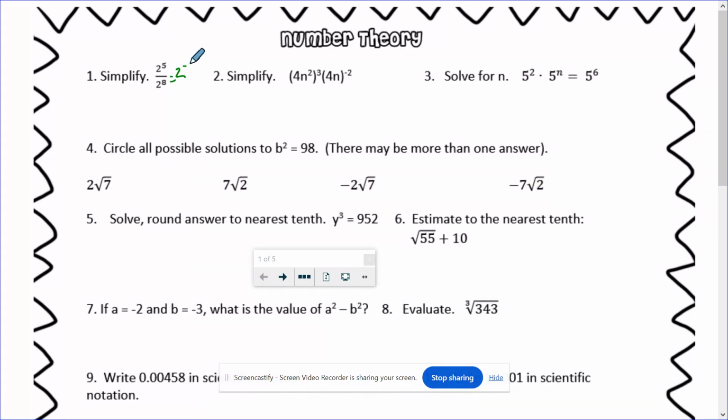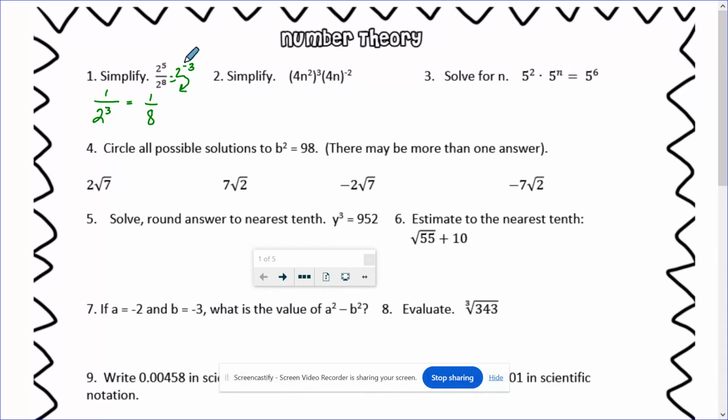So 5 minus 8 would be negative 3. And we always write our answer in the numerator. And then because the exponent is negative, we're going to have to drop it to the denominator. So it becomes 1 over 2 to the positive third. So when we drop it, the negative exponent becomes positive. And then we can simplify that to 1 over 8.